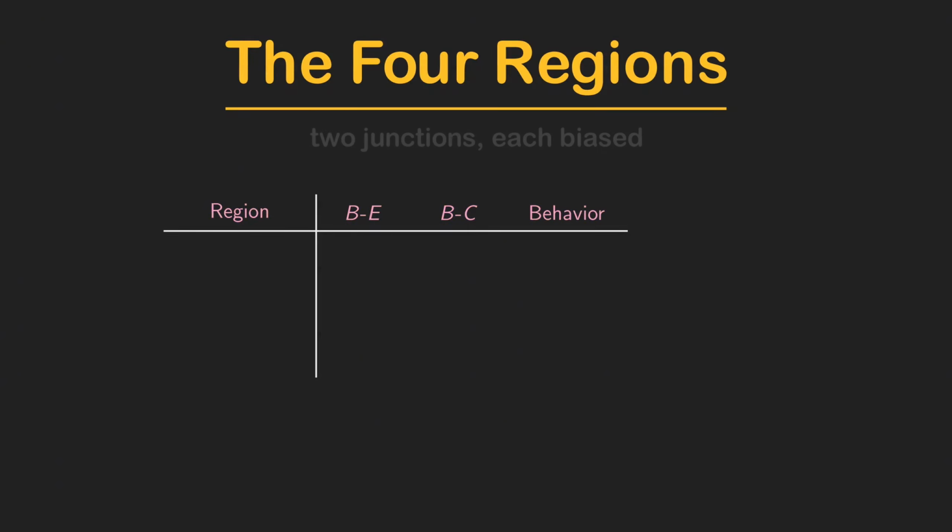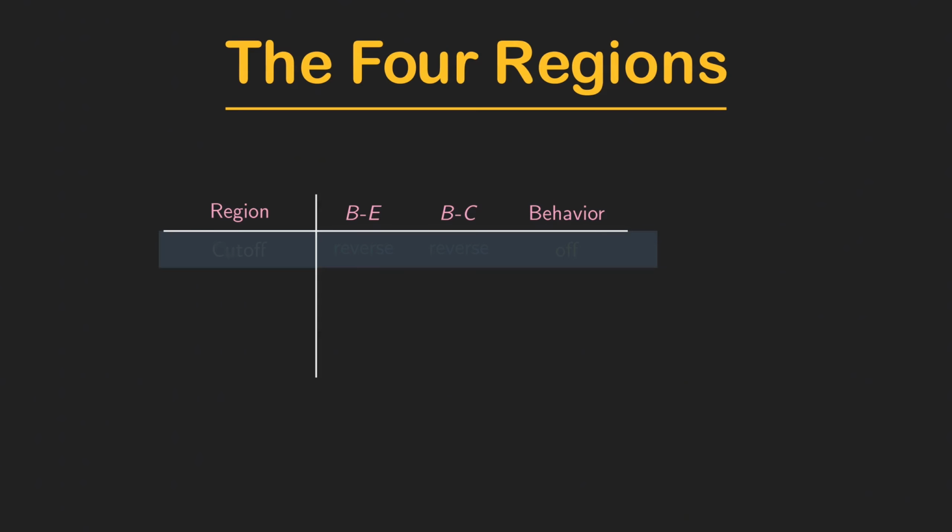Now we arrive at the centerpiece of the whole topic, the regions of operation. Here's the core idea. A transistor behaves completely differently depending on how each of its 2 junctions is biased. You have 2 junctions and each one can be either forward or reverse. That gives 4 possible combinations, and so there are 4 regions. Let us walk through them one at a time.